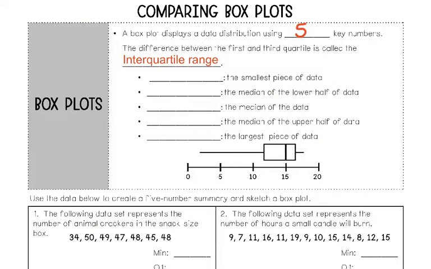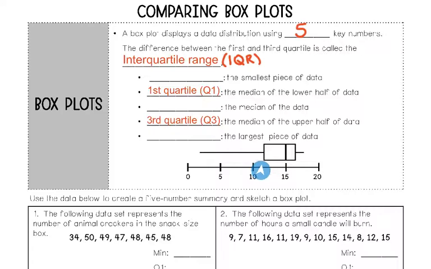So the first 2 things that you should already know is that a box plot displays a data distribution using 5 key numbers. There are 5 key data points in a box plot. The difference between the first and third quartile is called the interquartile range, or you can call that the IQR. And you should have heard of that before. So we know to get the interquartile range, we have to subtract the first and third quartiles. The first quartile is the median of the lower half of the data. The third quartile is the median of the upper half of the data. In a box plot, the interquartile range is what makes the box.